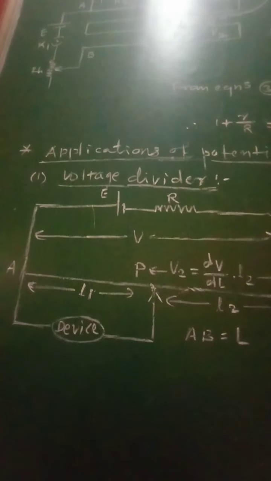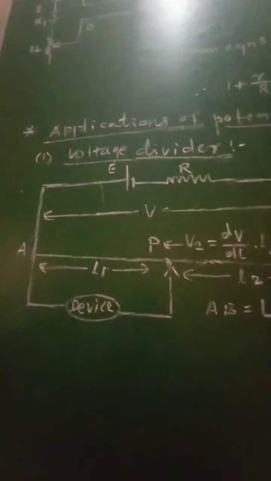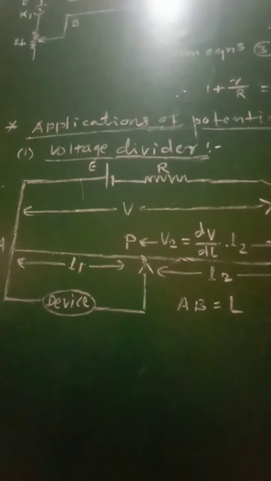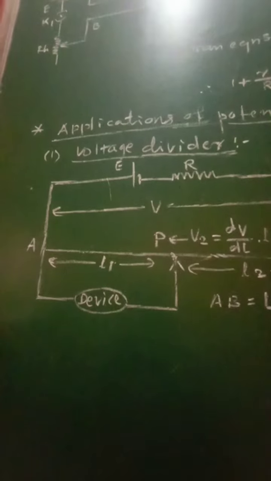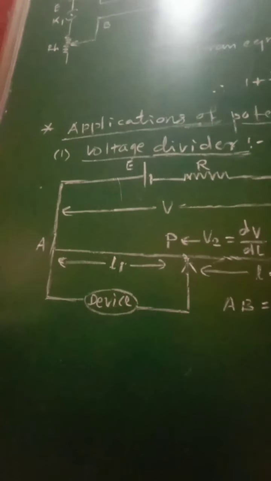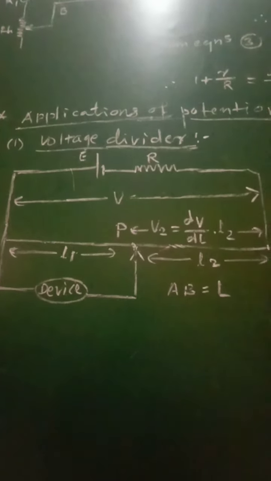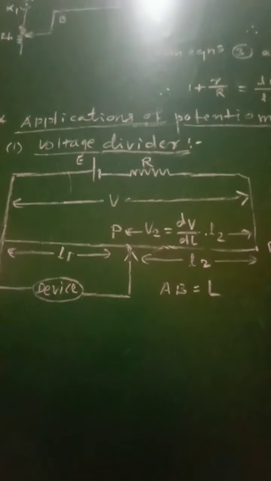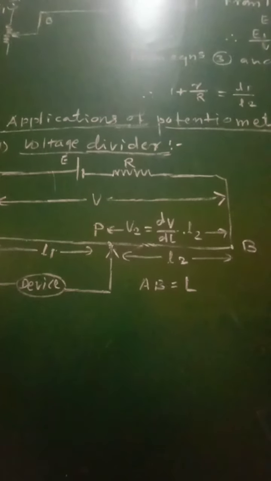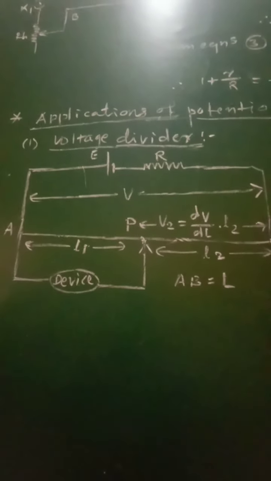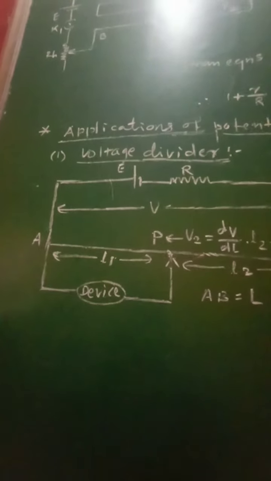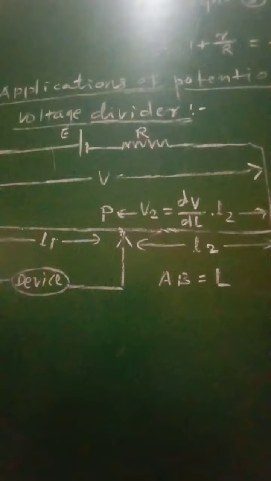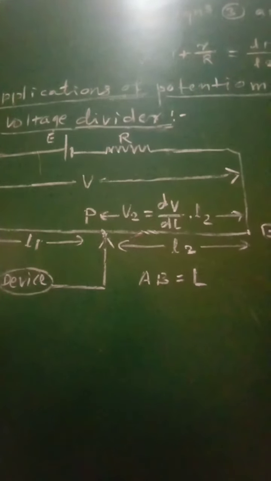The potential phi is set up between the two points A and B of the potentiometer wire. Then one end of the device D is connected to positive point A, and the other end is connected to a slider that can slide along the length of the wire AB. Then the voltage phi divides the lengths L1 and L2 in proper proportion. So this will be the first application.